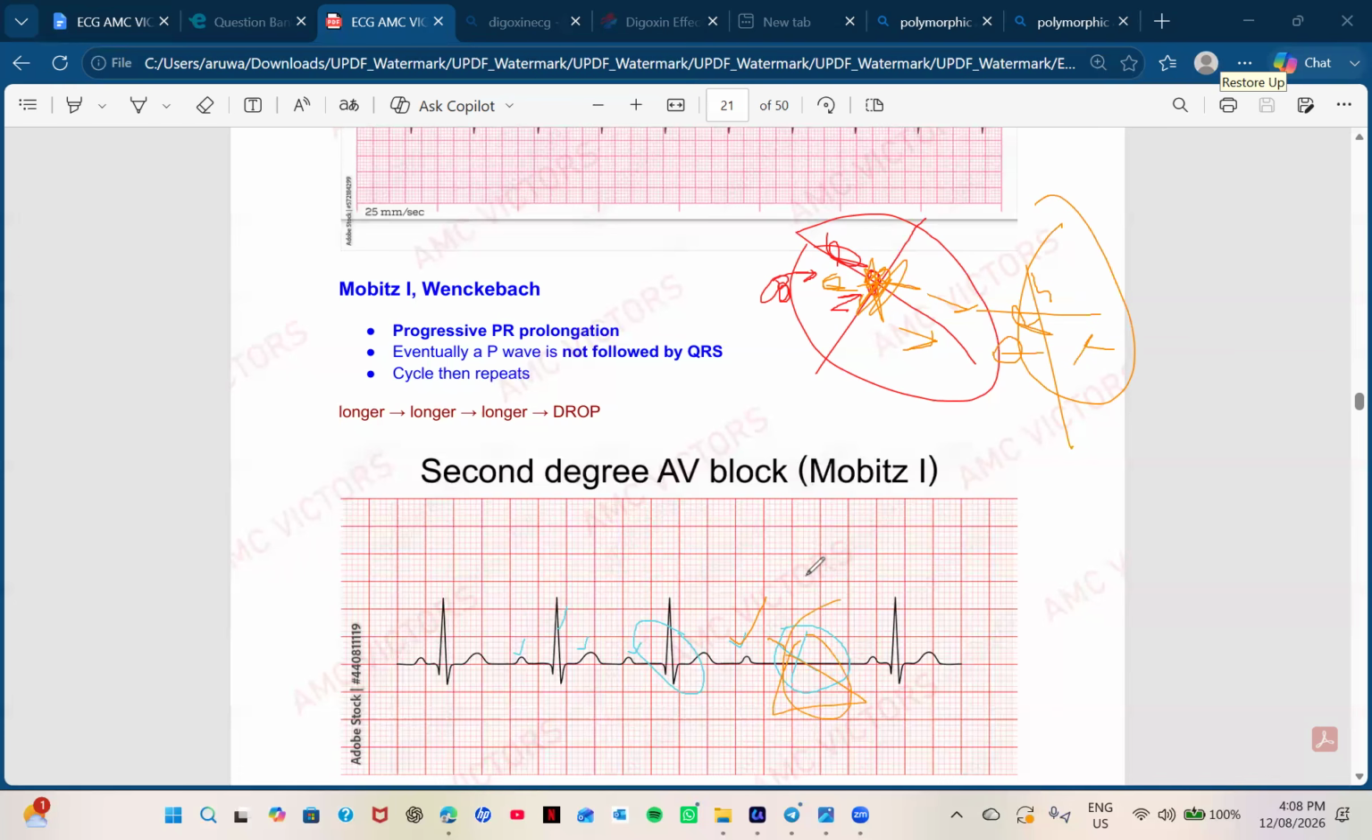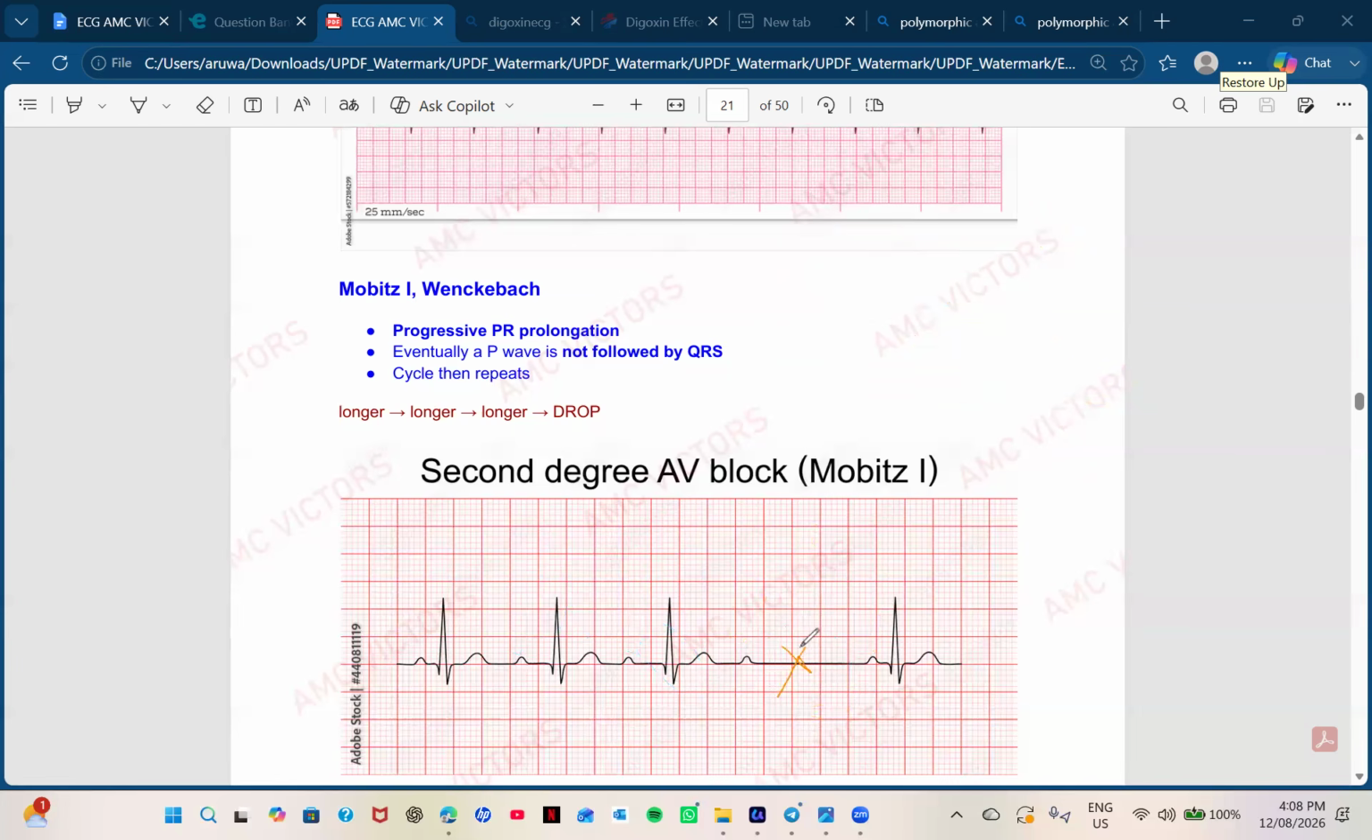No QRST here. And again the next P wave came, and again it's a beat, right? So the block happened, then it's normal, like that. This is the way it happens, right? Here's the block, right, doctors? So I hope you get the idea. The block is here because this is the last.